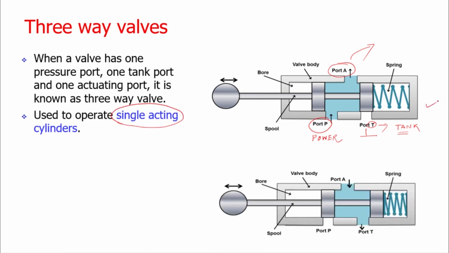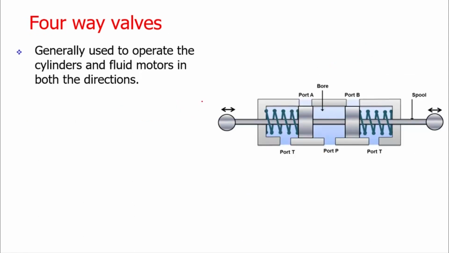So in this case, the power port is connected to the application port and the tank port is blocked. No fluid is coming to the tank. If we operate the spool, then the power port is blocked. No fluid is coming in from the power port and we are getting the fluid from port A to the tank port. This is the unloading operation in the single acting cylinders.